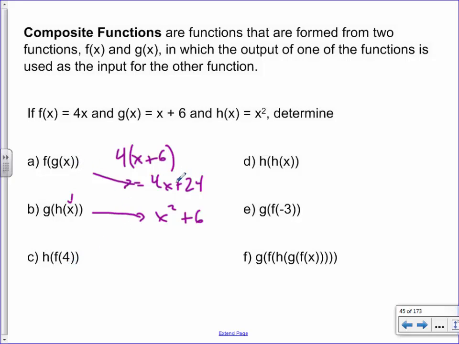On this one right here, you should still have x's. But on this one right here, when you're done, we're actually going to make x become 4, and we're actually going to get a number.